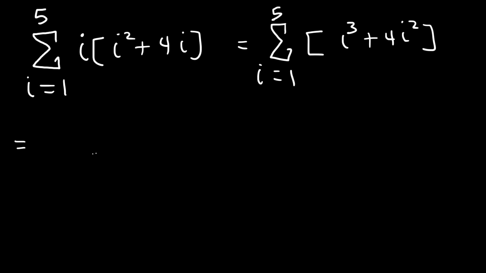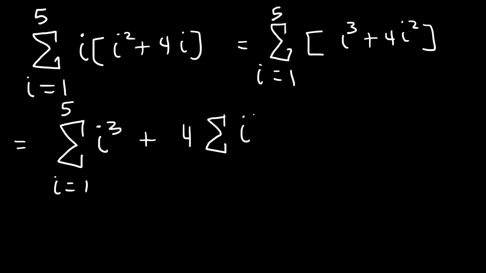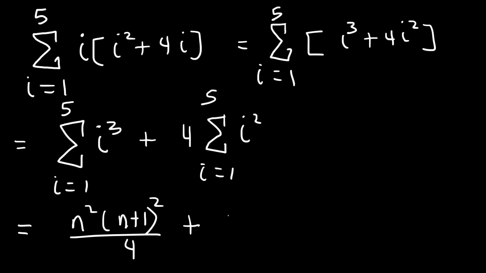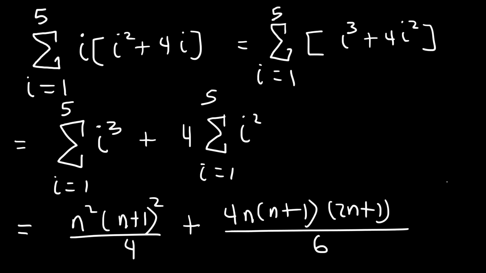And then we could separate it into two separate sums. So the first one is just i to the third power. And for the second one, it's going to be plus 4 times i squared. Now the formula for i to the third power is going to be n squared times n plus 1 squared over 4. And then for the second one, it's going to be 4 times the formula for i squared, which is n plus 1 times 2n plus 1 divided by 6. And keep in mind, n is 5, based on what we see here.